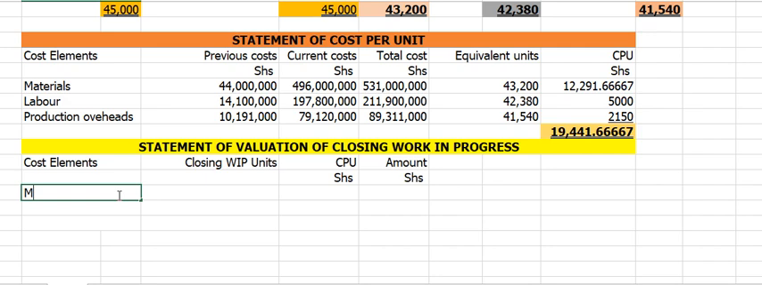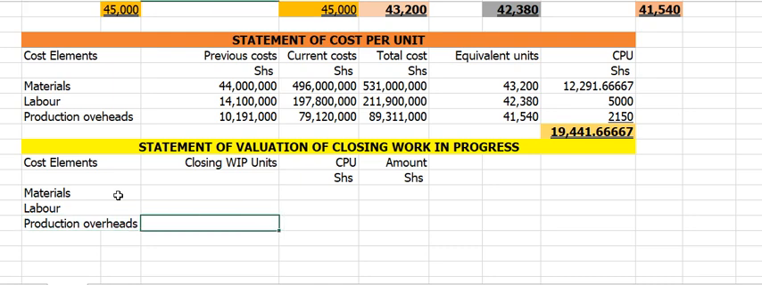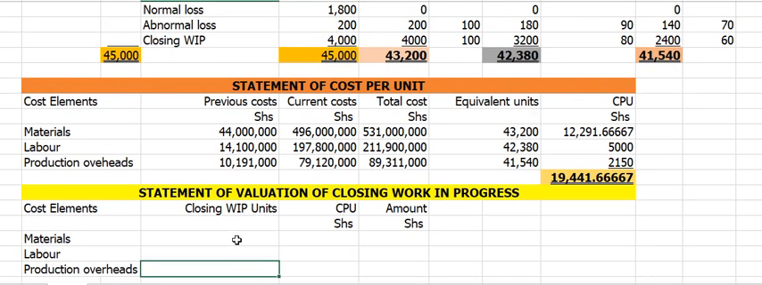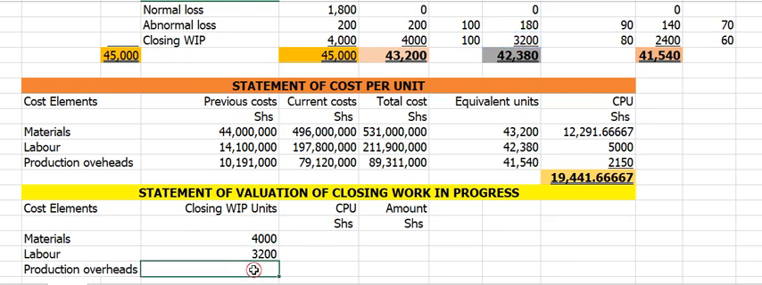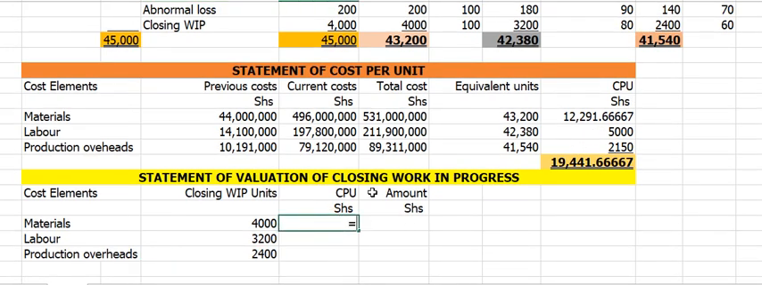Okay, cost elements. We have the materials. There is labor. In the production overheads, the closing work in progress units, you get them from your statement of equivalent units. That is materials, labor, then the production overheads. The CPUs, you get them from the statement of cost per unit.